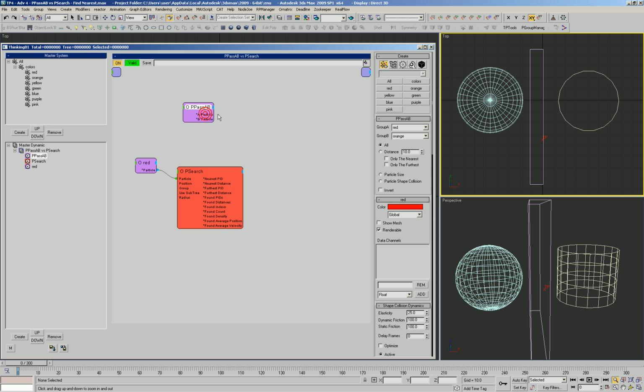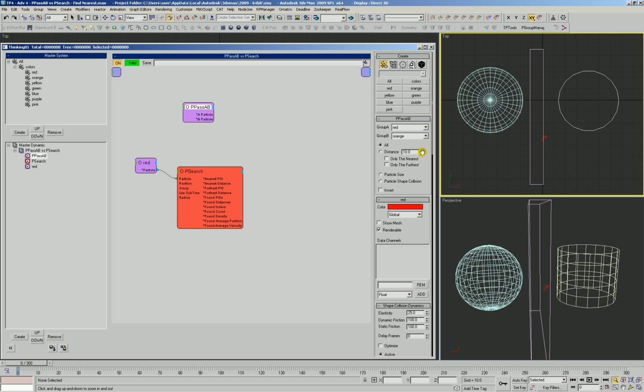Well, what happens is PPassAB, the way we have it set up right now, we've got these different options here, and it's set to all. What this means is that each and every red particle, starting with the first red particle, is going to search through and compare itself with each and every orange. So red number 1 is going to compare with orange 1, orange 2, orange 3, etc. And then red 2 is going to compare against orange 1, orange 2, orange 3, etc. All the way through until there's no more red to be compared against the oranges. And that happens all in one time sample.